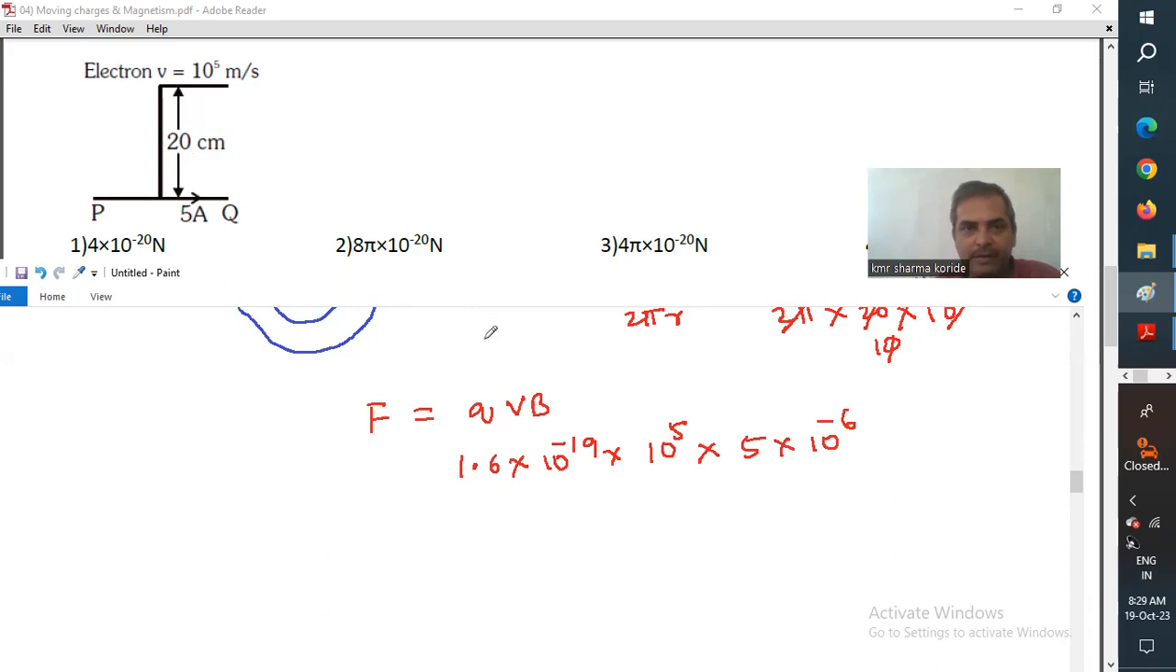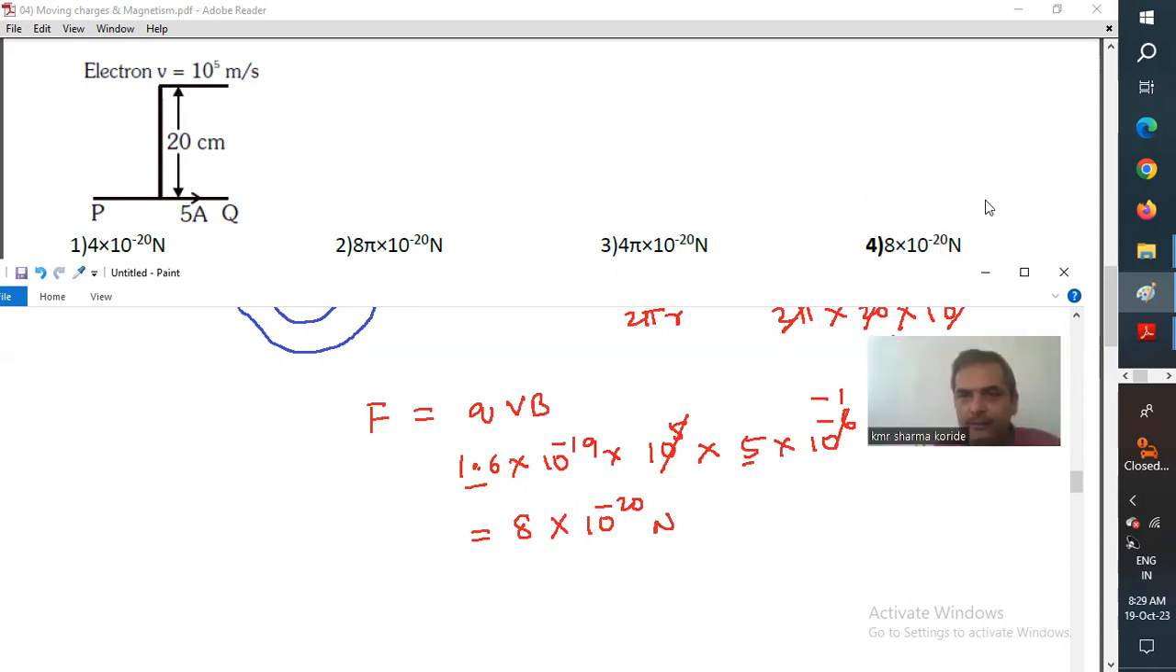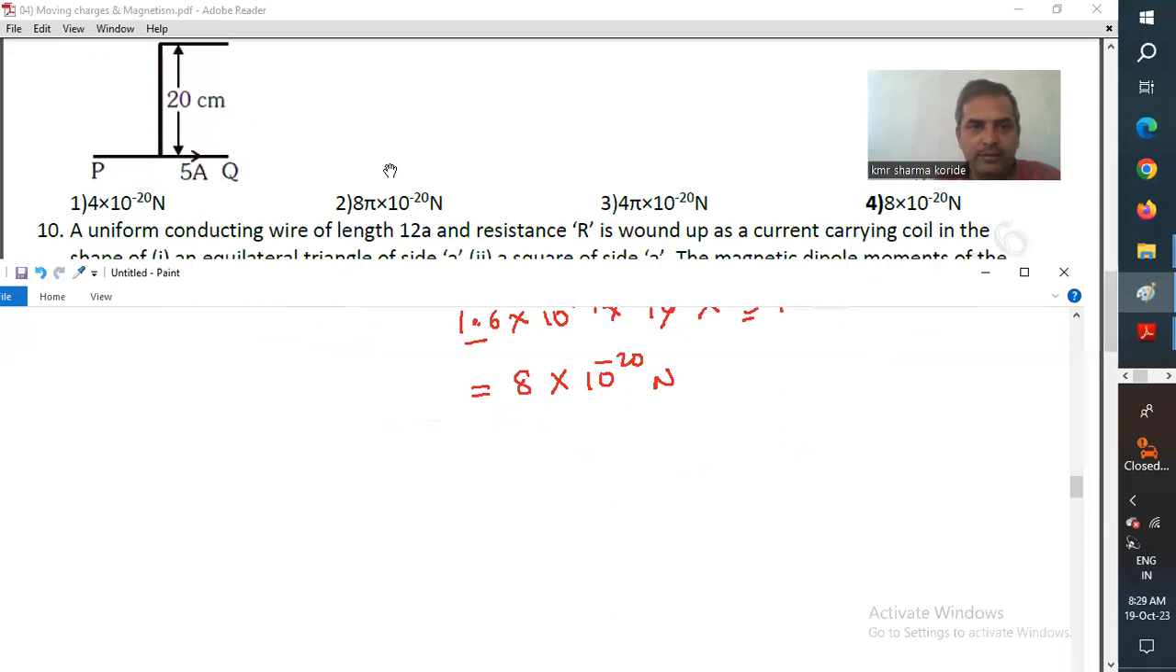Yeah, so let us simplify this. This is minus 1. Next, so 1.6 into 5. So it is 16 5s are 80. Since there is a point, it will be 8 only, into 10 to the power of minus 20. Minus 19, minus 1. So therefore, fourth option is correct. Moving to the next question.